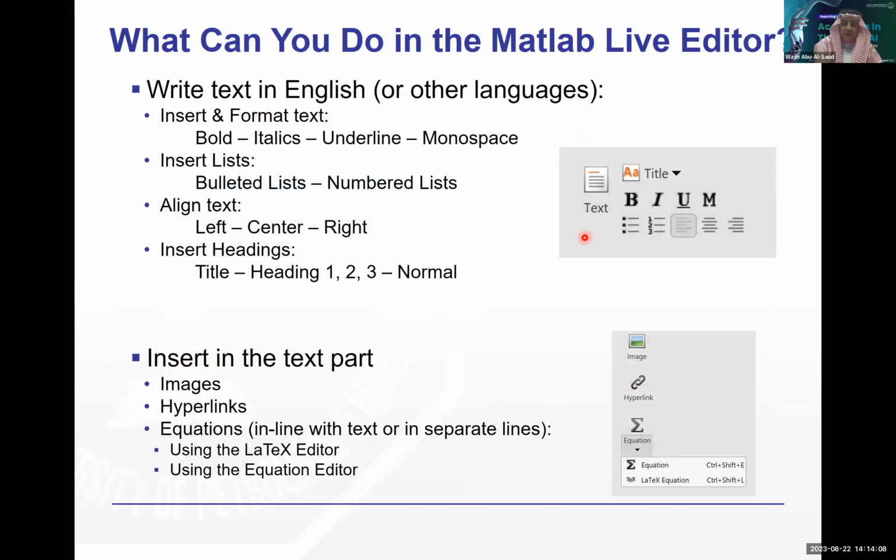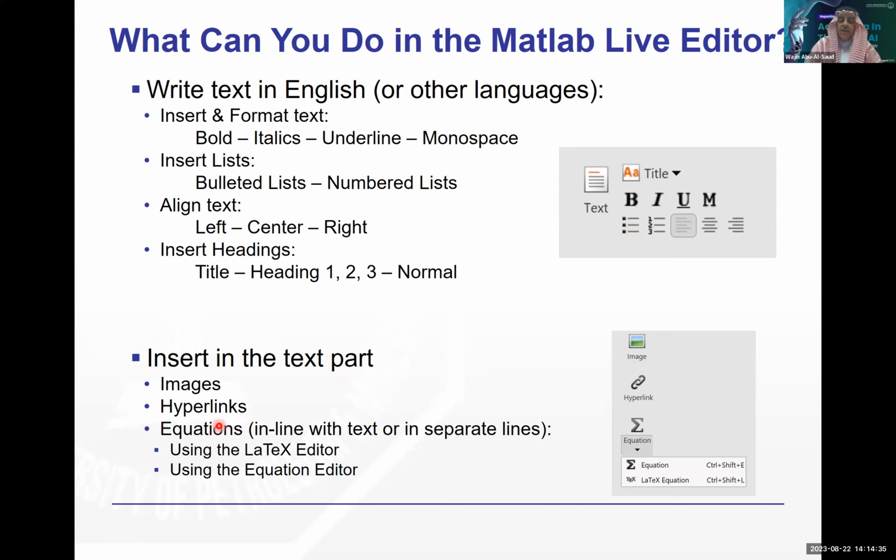This basically explains the different items that I've talked about, how you can add text and what you can do with the formatting of text. You can, for example, use bold, italics, underline. You can add numbered lists or bulleted lists. You can put things in center. You can put things on the left. You can add headings with a title or different levels of headings and so on.